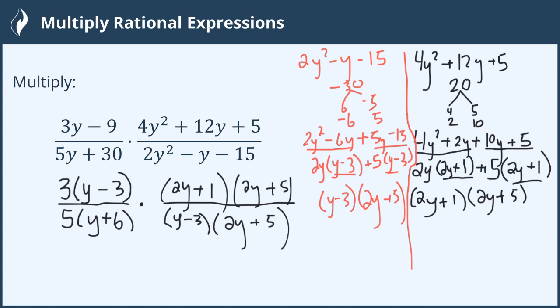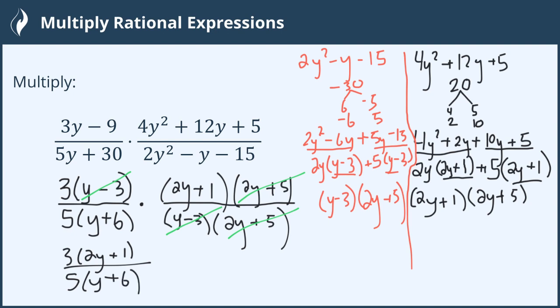We have factored everything. Now we need to look for factors that are going to divide out to 1. In other words, cancel out. Really what we're doing is dividing out because it makes 1. So notice 2y plus 5 and 2y plus 5. Y minus 3, y minus 3. I don't see anything else that's going to divide out. So I'm going to go ahead and multiply what's left across the top. I get 3 times 2y plus 1. And across the bottom in the denominators, I have 5 times y plus 6.